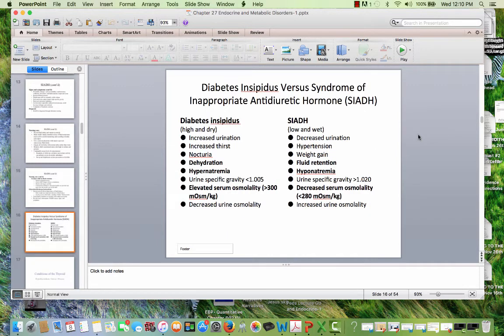Okay, so I just put this up here. I thought it's helpful as you go through your studies, to see some of the main differences between diabetes insipidus, which sometimes they'll call high and dry, versus SIADH, which is low and wet. With DI, diabetes insipidus, they'll tend to be more dehydrated, whereas with SIADH, they tend to have more fluid retention. And with the natremias, you tend to see hypernatremia in diabetes insipidus, and then hyponatremia in SIADH.